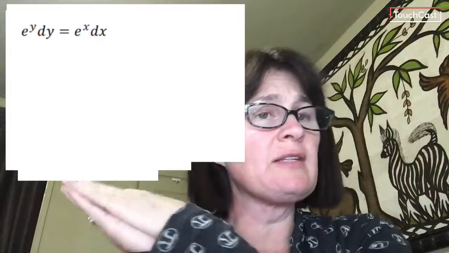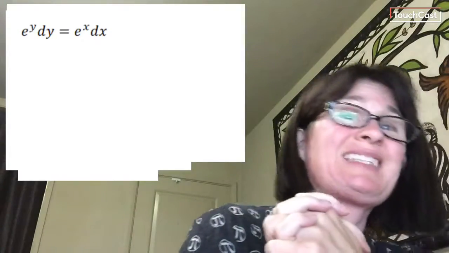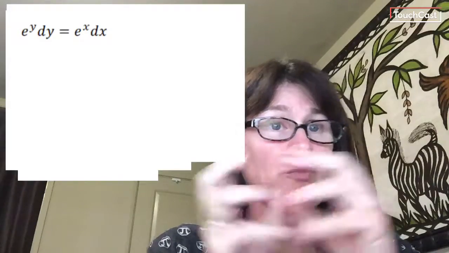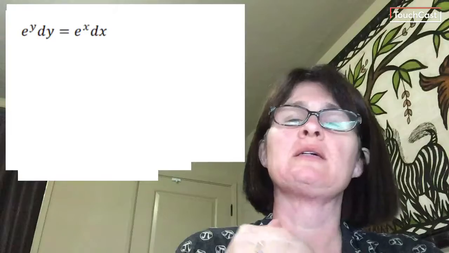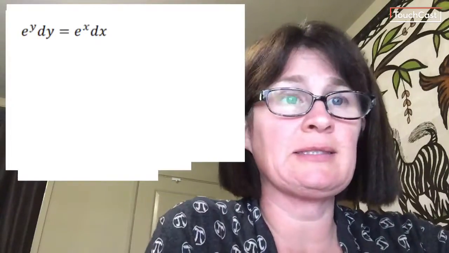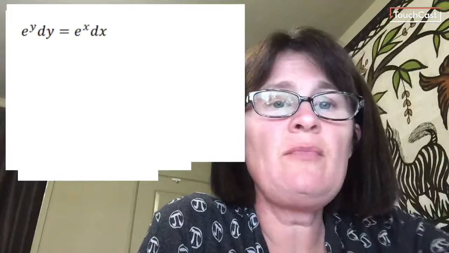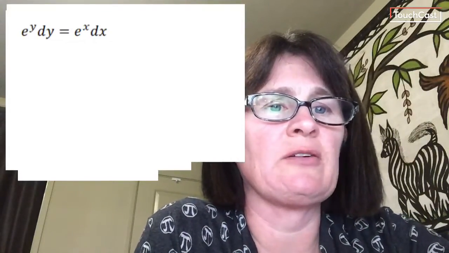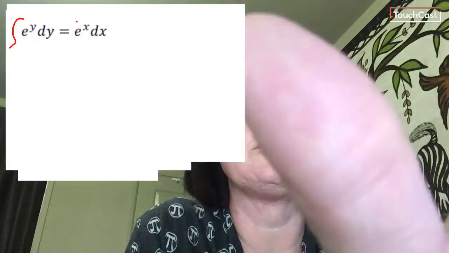So now everything on the left is the stuff that has y's in it. Everything on the right is the stuff that has x's in it. Notice dy and dx are both factors. They're in my product. You don't ever want to let the dy or the dx get into the denominator. That's a sign something's gone wrong. And now I'm going to integrate both sides. That's my plan. So I'm just going to imagine slapping an integral on both sides.